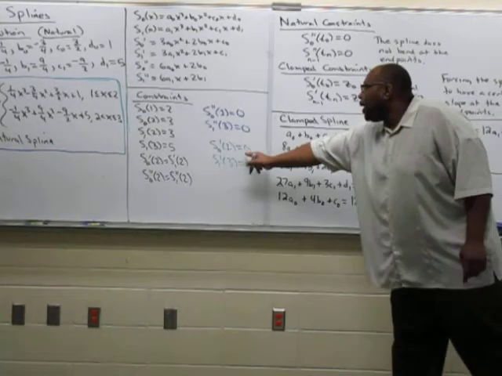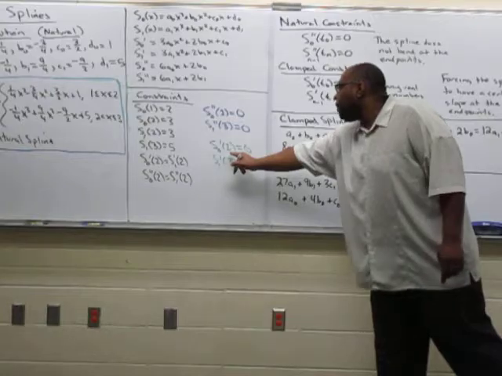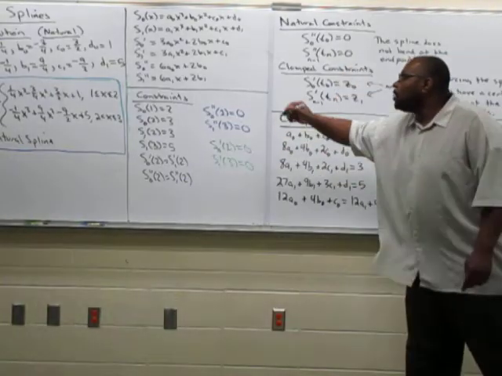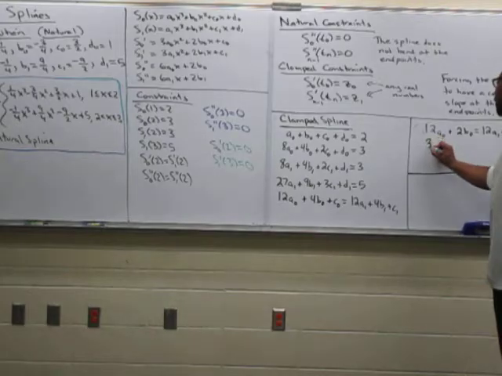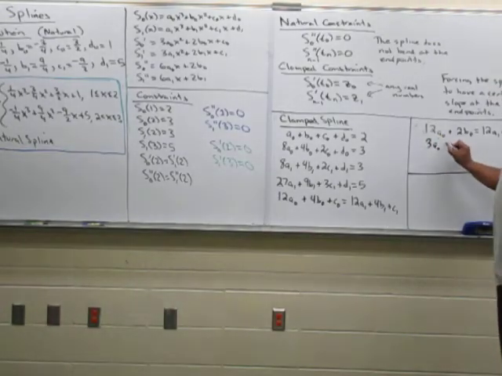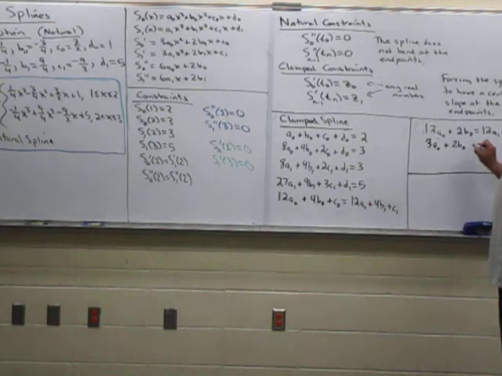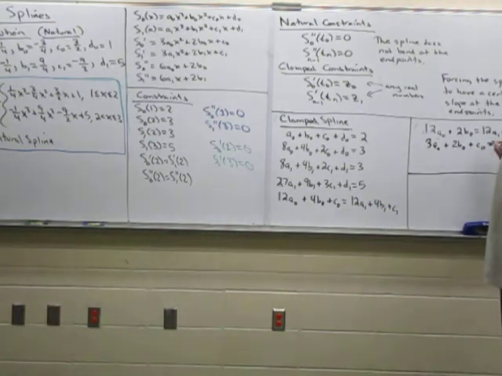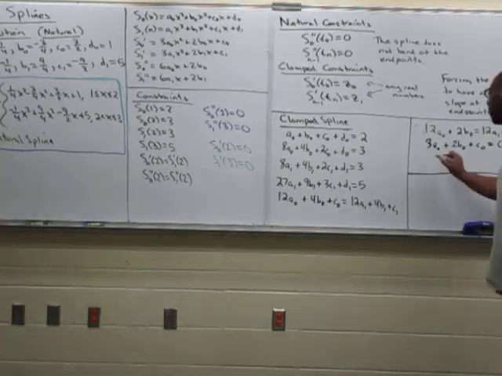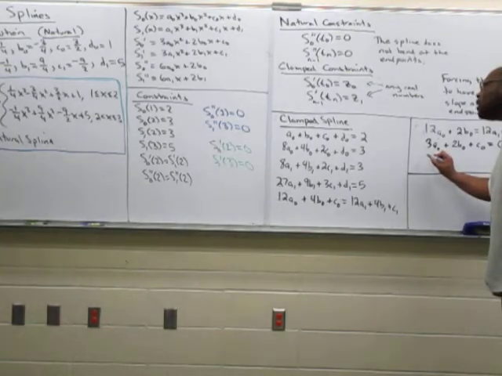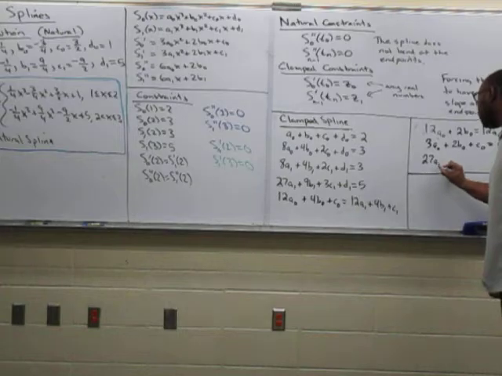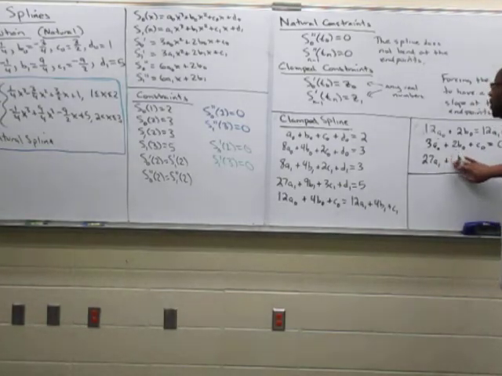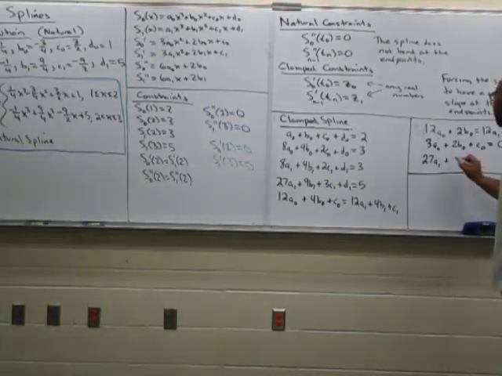So for my clamp spline, for s of 0 prime at 1, I want it to be equal to 0. So let's put that in. So we get 3a sub 0 plus 2b sub 0 plus c sub 0 is equal to 0. And then s of 1 prime at 3 is supposed to be equal to 0. So we have 27 a sub 1 plus 6 b sub 1 plus c sub 1 is equal to 0, right?